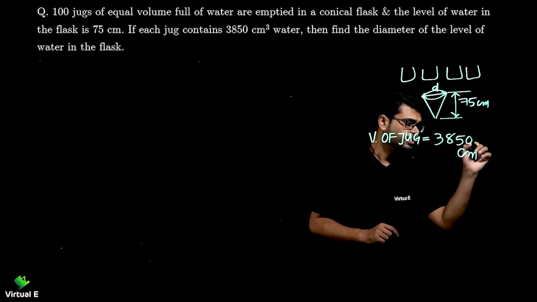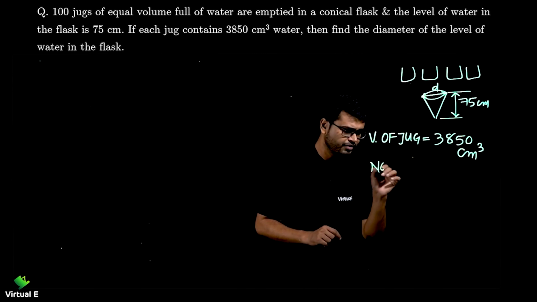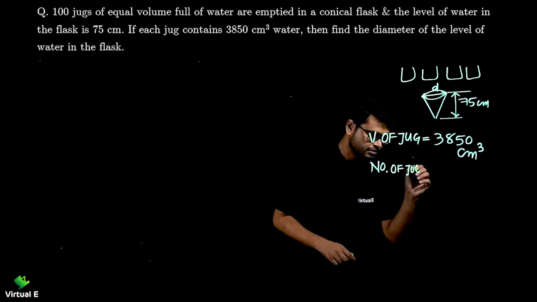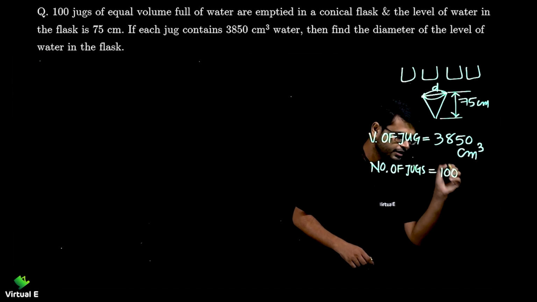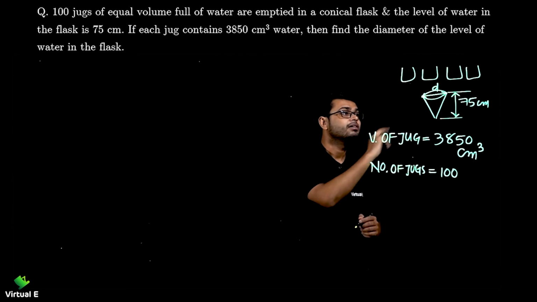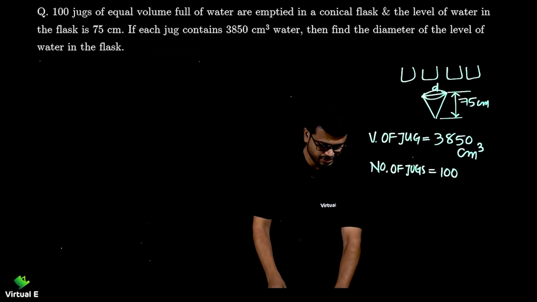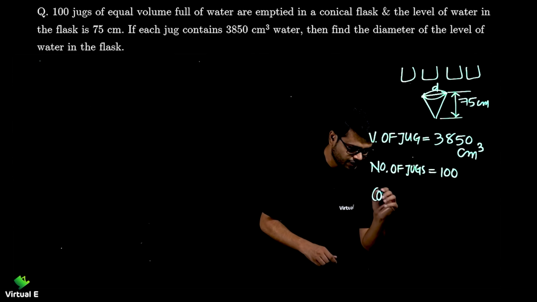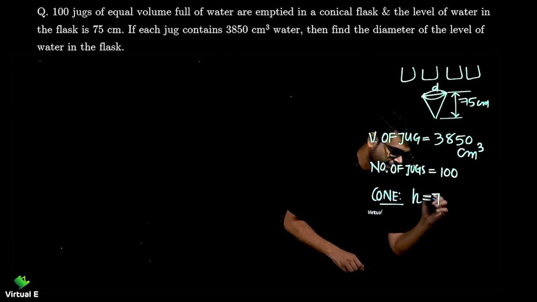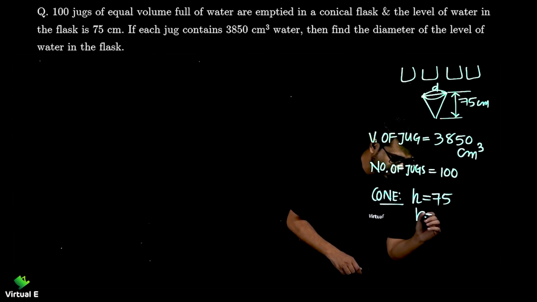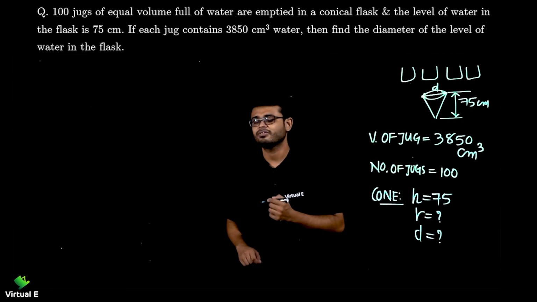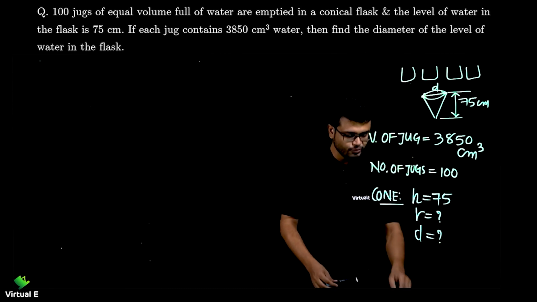3850 centimeter cube. One more piece of information, the number of jugs, that is 100, right? Now regarding the conical flask, we have the value of the height. So let's write here, cone. It has a height of 75 centimeter. What we need to find is the radius. We need to find the diameter. If we get the radius, we can get the value of the diameter. Simple. So let's equate their volume.